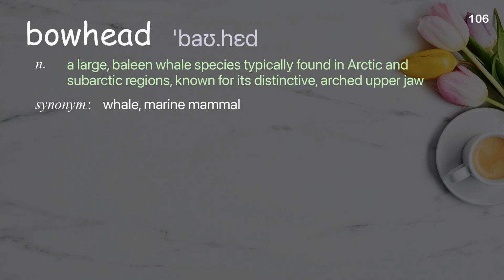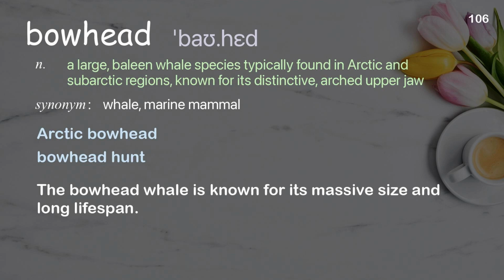Bowhead. A large, baleen whale species typically found in Arctic and subarctic regions, known for its distinctive, arched upper jaw. Examples: Arctic bowhead. Bowhead hunt. The bowhead whale is known for its massive size and long lifespan.